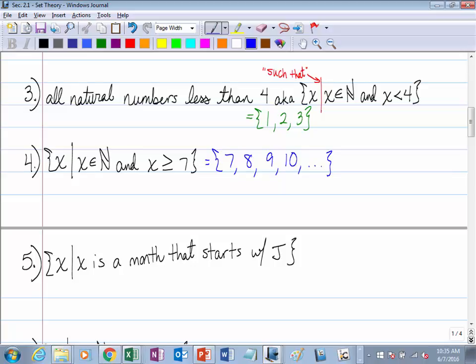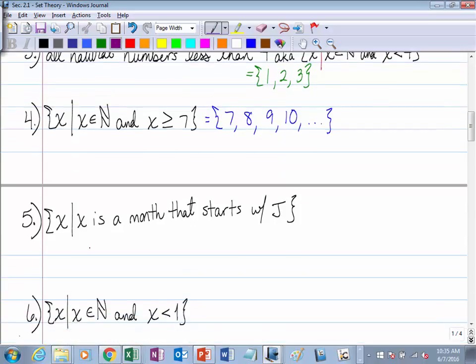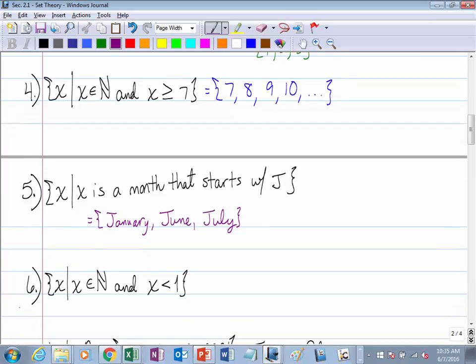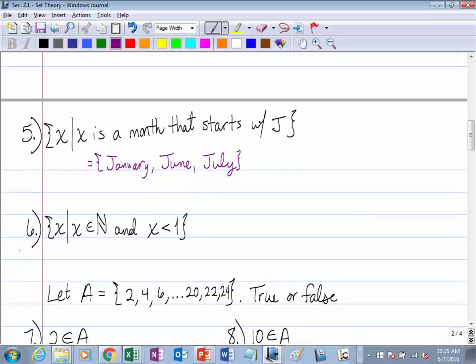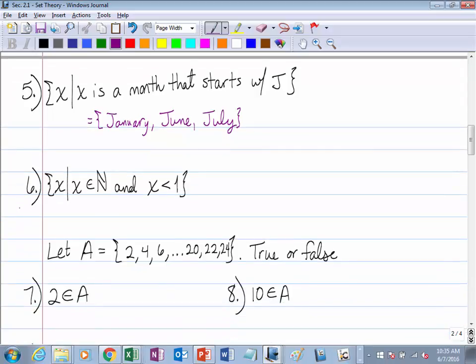And then number 5, x such that x is a month that starts with J. So we have January, June, and July. And number 6, x such that x is a natural number less than 1. So what are the natural numbers that are less than 1? Nothing. So this set is equal to the empty set.